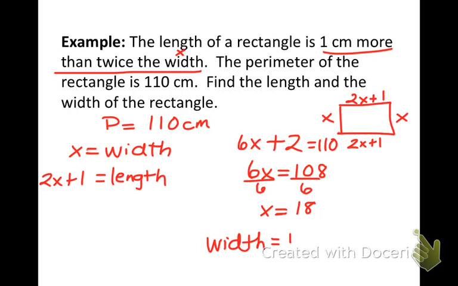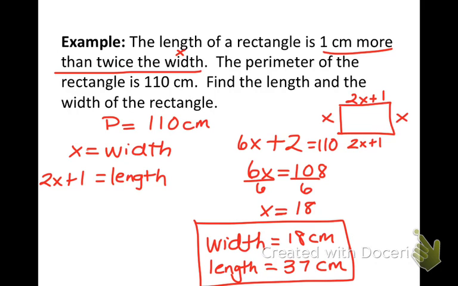What's my length? So double 18 makes 36 plus 1, 37. All right, well, let's check it. If I do 18 plus 18 plus 37 plus 37, do I get 110? Yes. So we know that we are good to go. Okay. All right. One down, more to go.